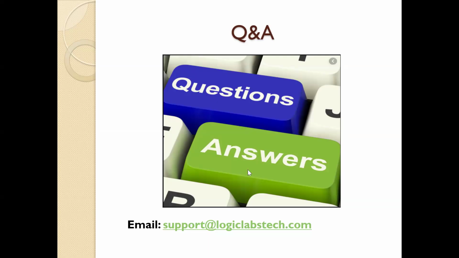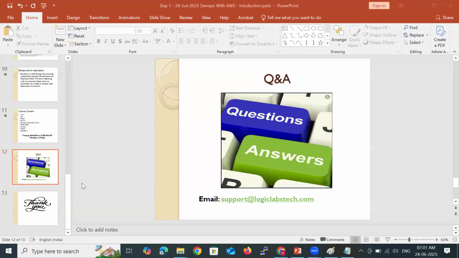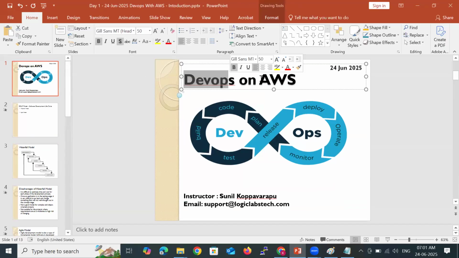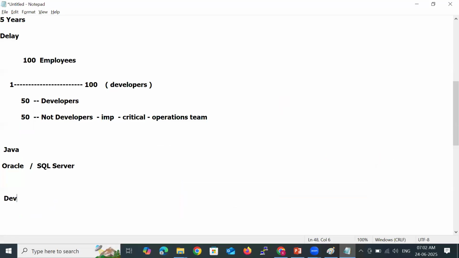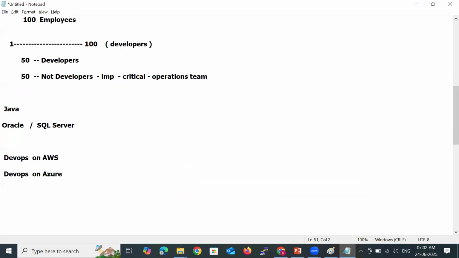Now, very, very important. If you can see today's slide, participants, the title I have mentioned is DevOps on AWS. So what we are learning is DevOps on AWS. The same DevOps tools we can learn on Microsoft Azure also. The same DevOps tools we can learn on Google Cloud Platform also. Are you understanding? DevOps is all those tools, Jenkins, Ansible. Whatever we are learning, we can learn it on AWS, on Azure, or on GCP.